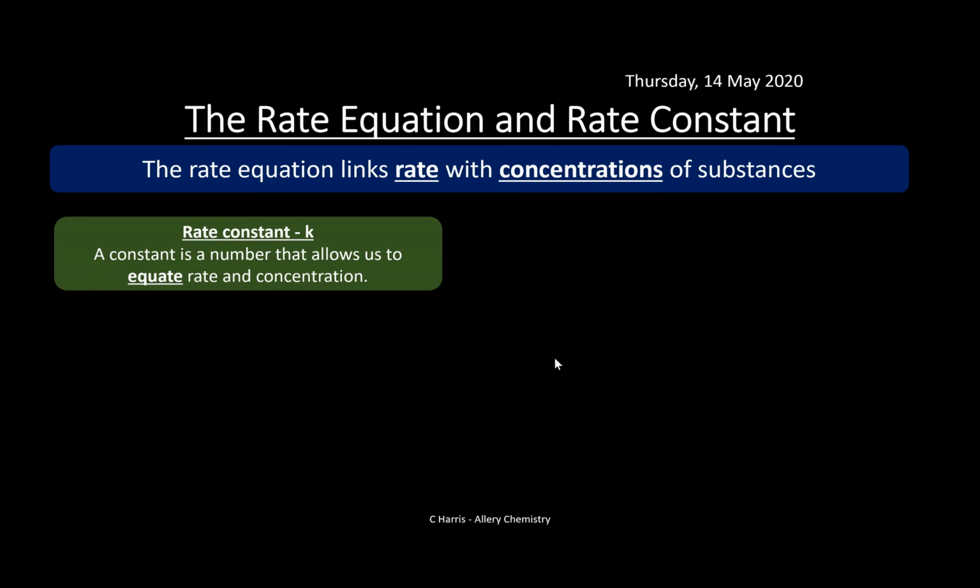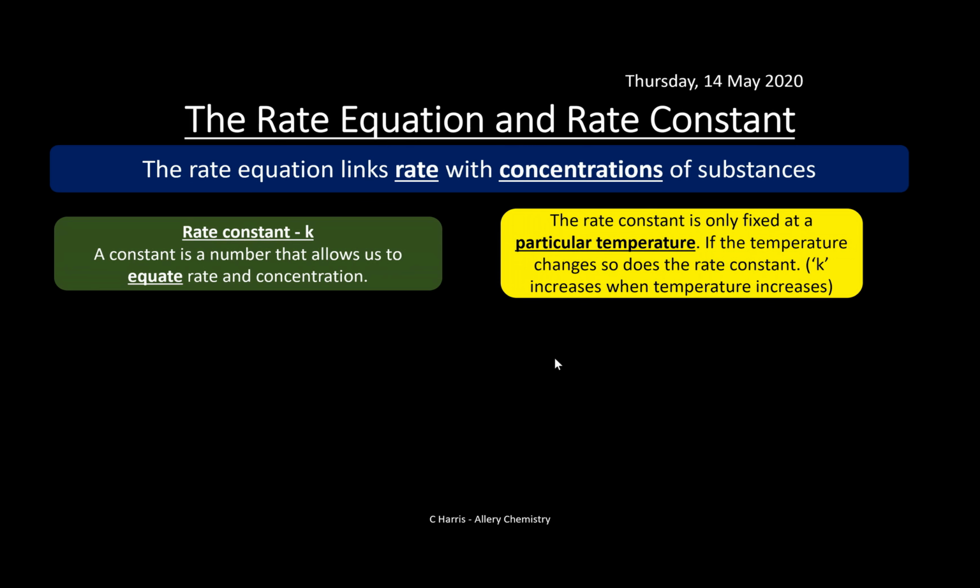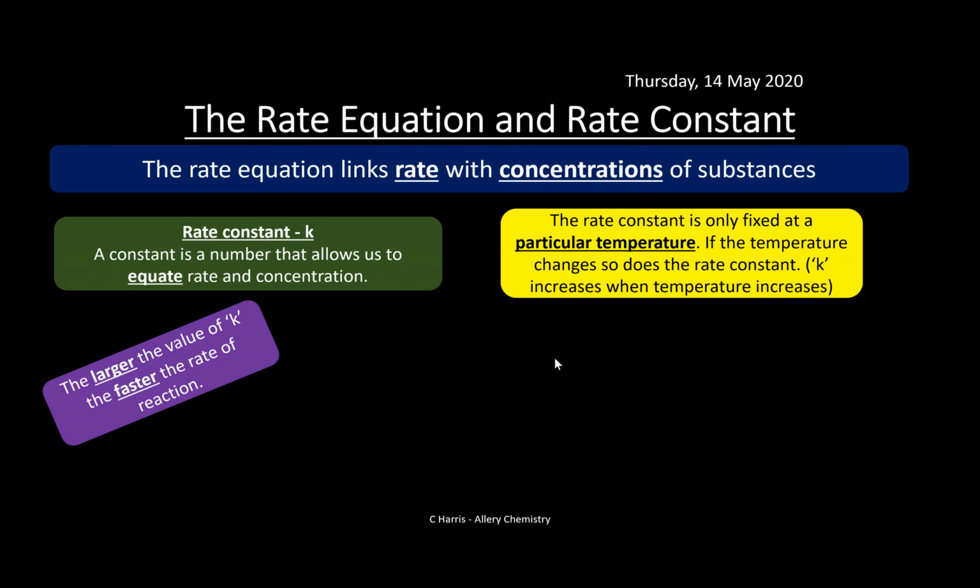And a constant is a number that allows us to equate rate and concentration together. The rate constant is only fixed at a particular temperature. Okay, so it doesn't actually stay fixed in all conditions. It is temperature dependent. So if the temperature changes, so does the rate constant. K increases when the temperature increases as well. So the larger the value of K, the faster the rate of reaction.